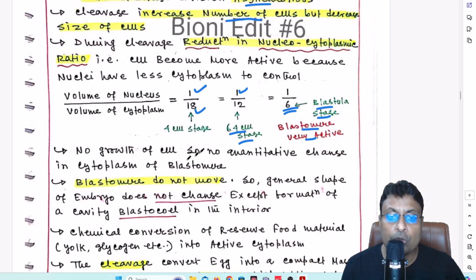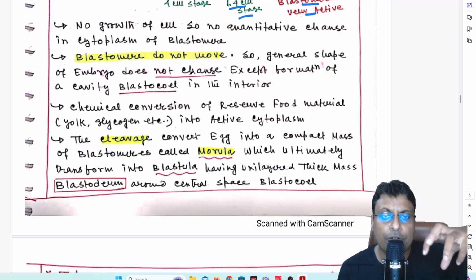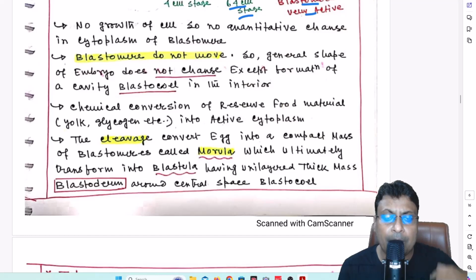And there is no growth of the cell, so no quantitative change in the cytoplasm of the blastomere can be seen, and the blastomeres do not move, so the general shape of the embryo does not change except for the formation of a cavity, the blastocoele, in the interior. So the morula actually absorbs fluid, and this forms an internal cavity which is known as the blastocoele. So during the time of cleavage, only the blastocoele is developed in the blastula.